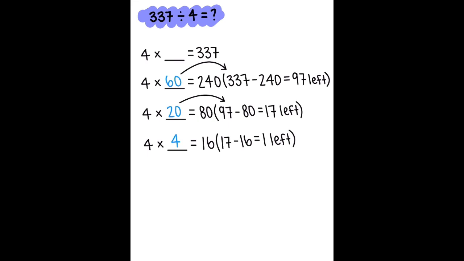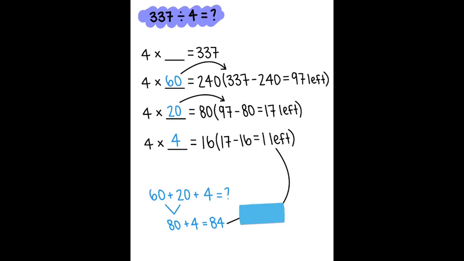Now we can move on to our next step. Now we must add all of our multipliers. The sum of these numbers, including any remainders, is our final quotient. 60 plus 20 plus 4 leaves us with a sum of 84. We can't forget to include our remainder. This leaves us with a final quotient of 84, remainder 1.